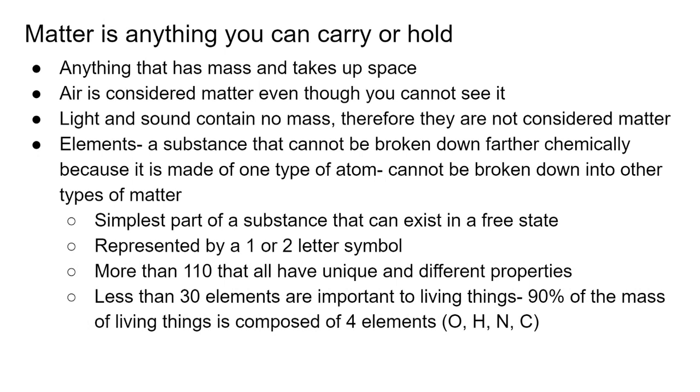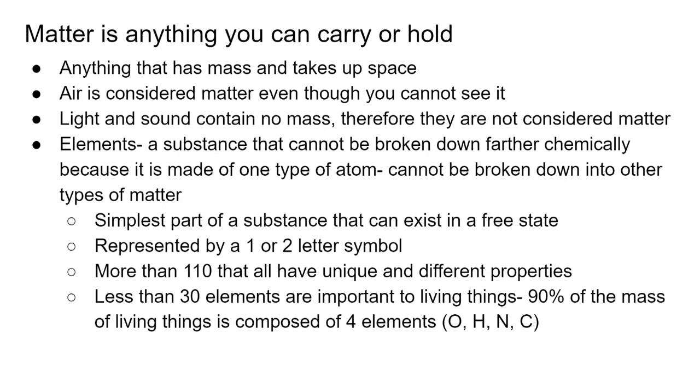And again, this is another thing we've discussed in class, but elements make up living things and non-living things. But really, living things comes down to about 30 elements that are really important to us. So I have a ton of elements inside my body, but really the most important ones for living things are these four down here at the bottom: oxygen, hydrogen, nitrogen, and carbon. About 90% of the mass of all living things is made of those four elements.